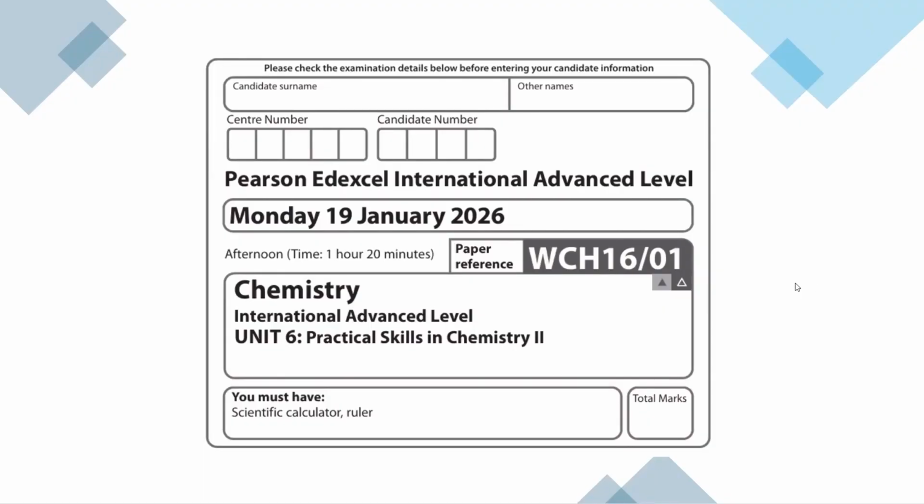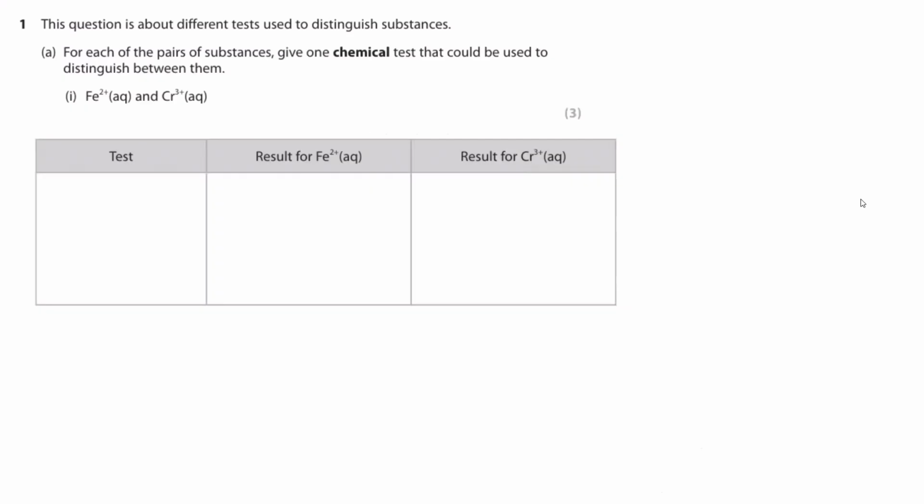Let's discuss the 2026 January Chemistry Unit 6 paper. First question says, this question is about different tests used to distinguish substances. For each of the pairs of substances, give one chemical test that could be used to distinguish between them.